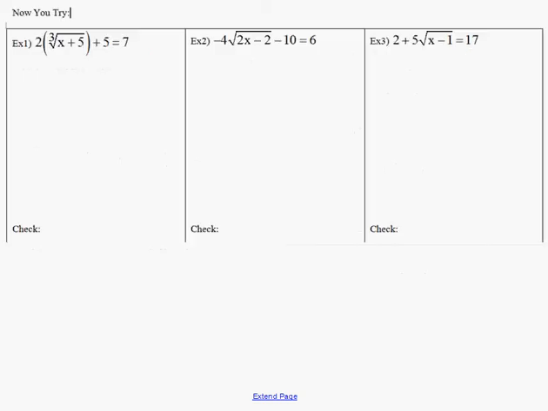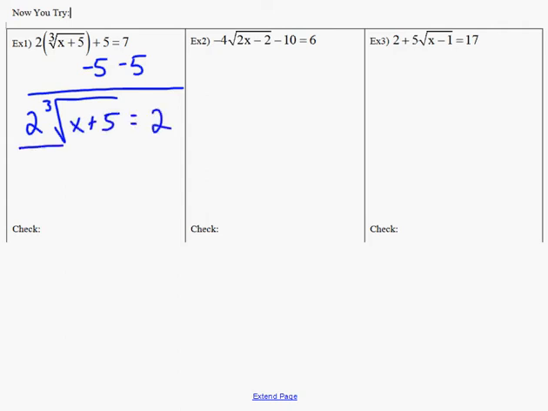Okay, so let's look at the first one. First one, same steps are going to apply as we had before. We're going to isolate the radical sign. I'm going to subtract 5 from both sides here. I got 2 times the cubed root of x plus 5 is equal to 2. I'm going to divide by 2, and I got the cubed root of x plus 5 equals 1.